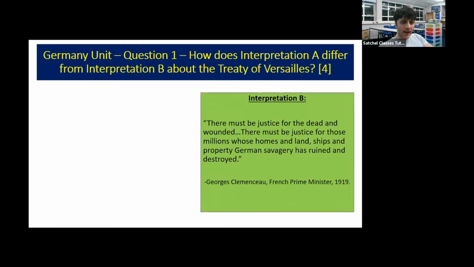So you know what's coming next. We're going to have to do the same process for interpretation B to get our second half of the marks, to get our 3 and 4 out of 4. So let's read through this one. This is Georges Clemenceau, the French Prime Minister.